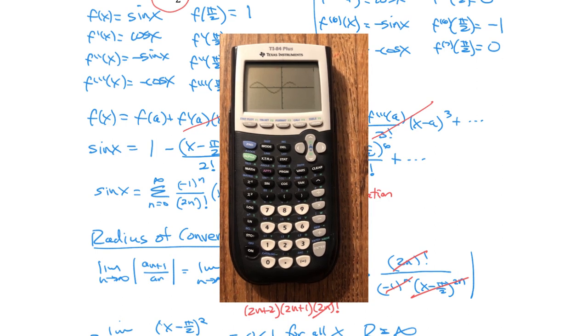So here's our sine curve, and now our approximating curve will be coming right here, and this one is centered at pi over 2, and you can see it's a pretty good approximation.